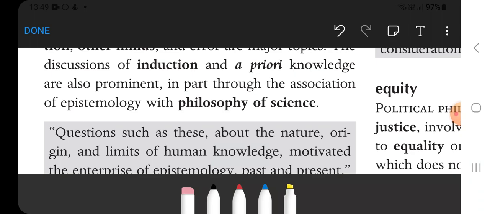And these questions are important for both empiricism and rationalism. So we got a good overview of what epistemology is and what type of topics it discusses, at least in modern epistemology. Okay, thank you.